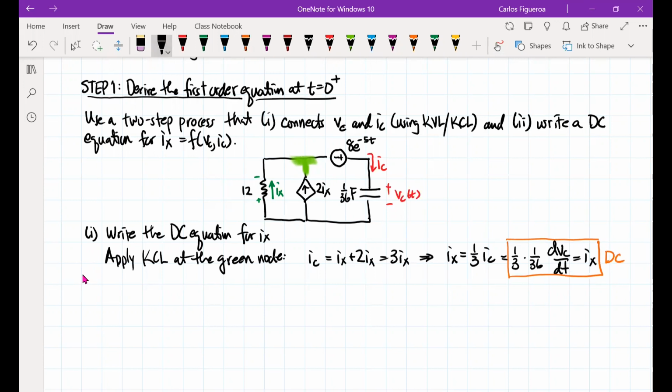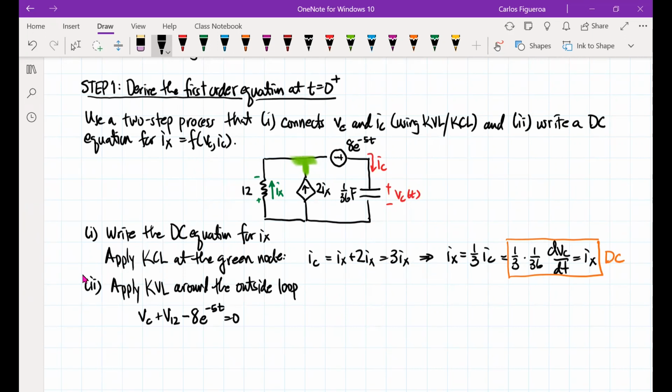So now what I want to do is connect IX to VC, because note, IX is connected to IC, but now I've converted it all to V. So what I'm going to do here is apply KVL around the outside loop of the circuit. If you look at that, I'm going to start at the capacitor. I get VC, and I'm going clockwise. Then I come around and I get the voltage V12. And of course, I come back and you see I get a minus sign. So I'm going to get minus 8e to the minus 5t, and that's equal to 0.